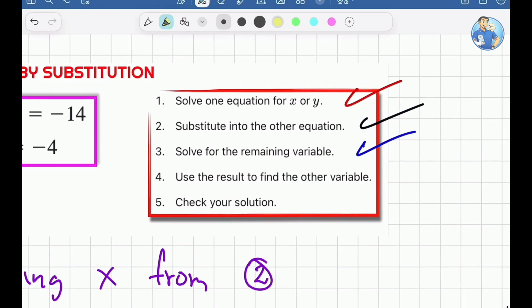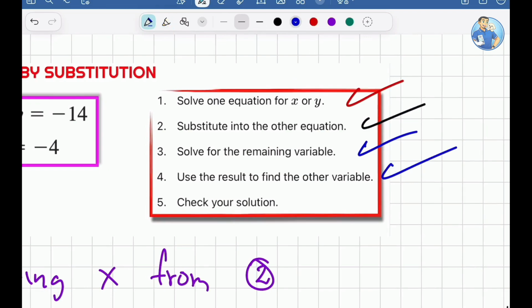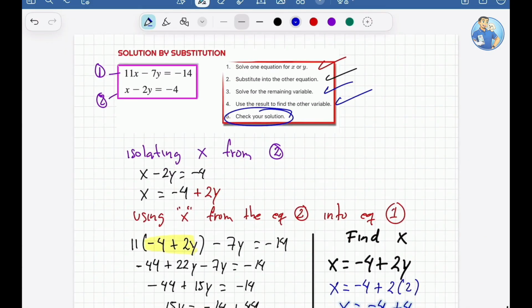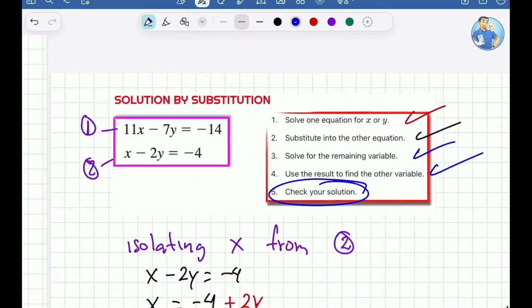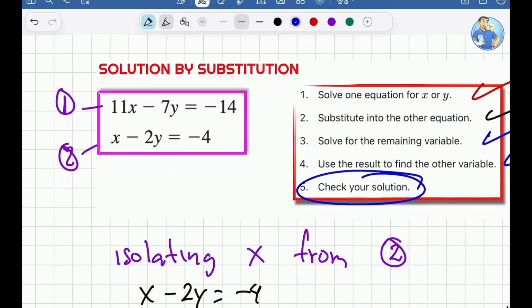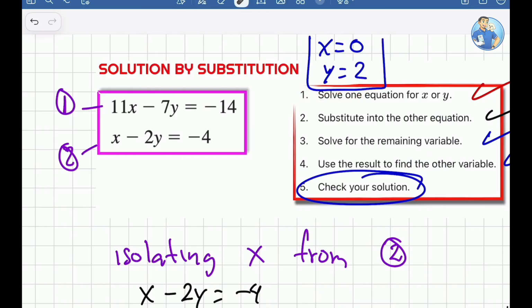Okay, this is number 4. Check your solutions. In this case, we need to check x is 0 and y is 2. Just as a reminder, x is 0, y is 2. We need to substitute these values using our original equations. We can use both if you want.